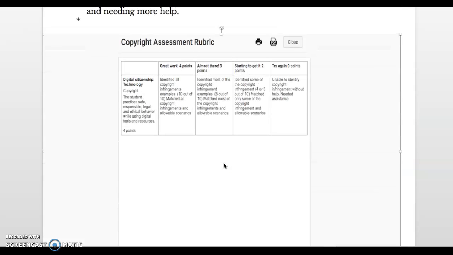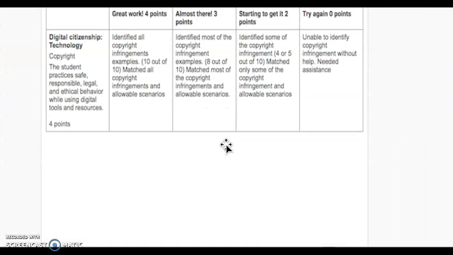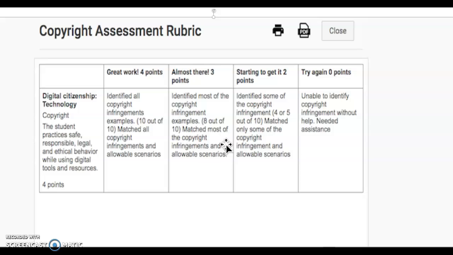The rubric that I created is really just a simple way of assessing whether they mastered the objective or not. The topic is digital citizenship within technology, copyright. The student practices safe, responsible, legal, and ethical behavior while using digital tools and resources. They would gain a total of 4 points. 4 points is great work. They identified all the copyright infringement examples, so if they matched 10 out of 10, they would get the 4 points.